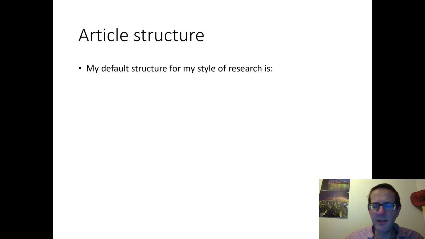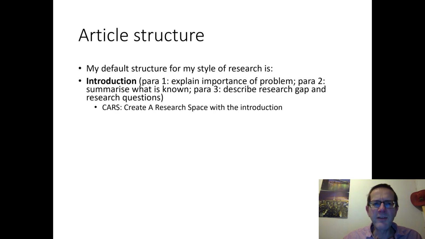So, more on article structure. This is my default structure. This is the structure I always use to start with, and sometimes I vary it, but this is what I think of when I write a paper, and I'll only vary it if there's a good reason to. I always have an introduction, and I think of a 3-paragraph introduction. Paragraph 1 explains the importance of the problem, so it's the wider context and problem importance. Paragraph 2 summarizes what's already known about the problem, and then paragraph 3 describes the research gap, and usually for me states the research questions.